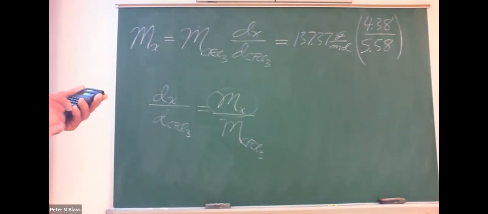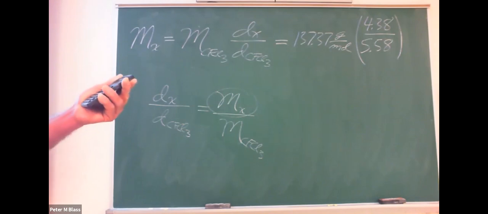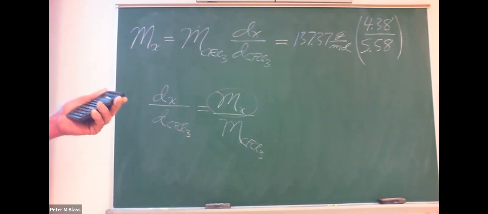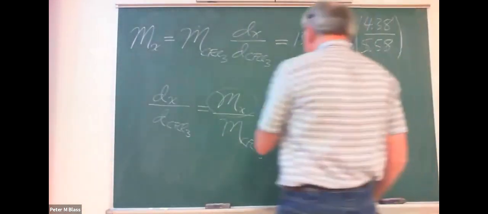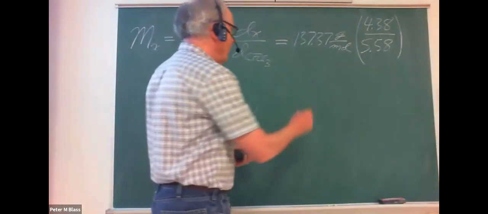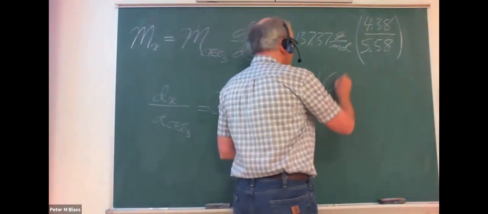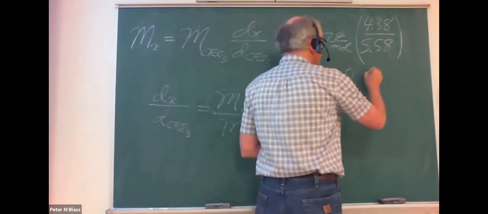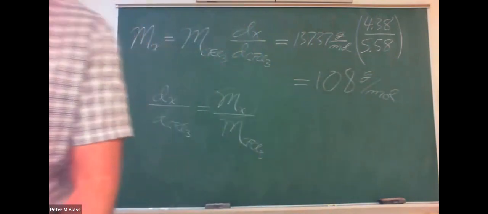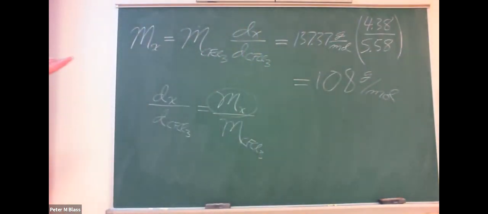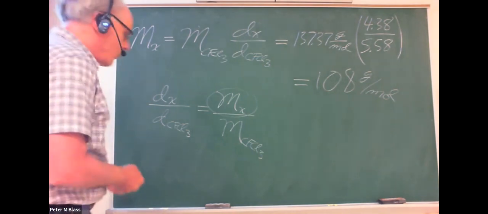137.37 times 4.38 divided by 5.58 is 107.8. How many significant figures? We've only got 3 significant figures in these, so I have 107.8 on my calculator, but it's 108. Significant figures wise, it's 108 grams per mole. So hopefully that matches the answer on the sheet. It does. So we're good with that.